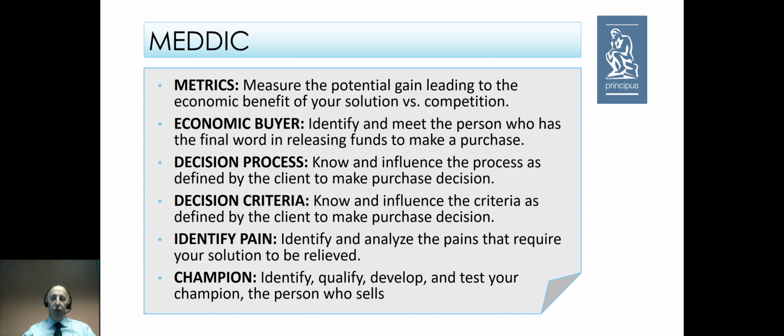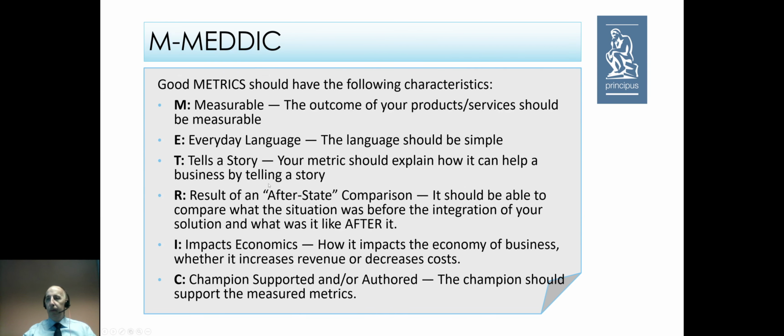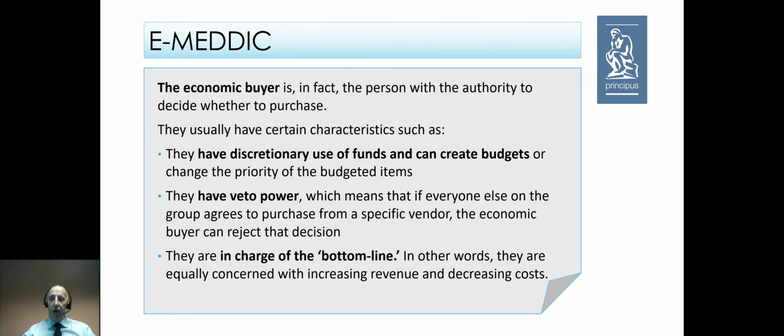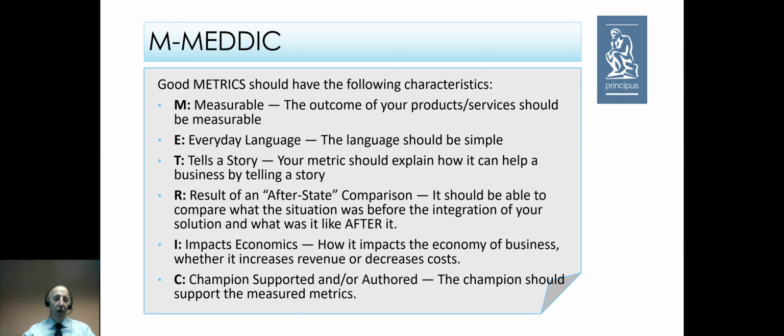So moving to each of the elements, the MEDIC metrics. A good metric should have the following characteristics. It should be measurable, it should be defined in everyday language, it should tell a story, it should have a clear before and after state comparison. We should clearly define the impact economics, and it should be champion supported or at least authorized.